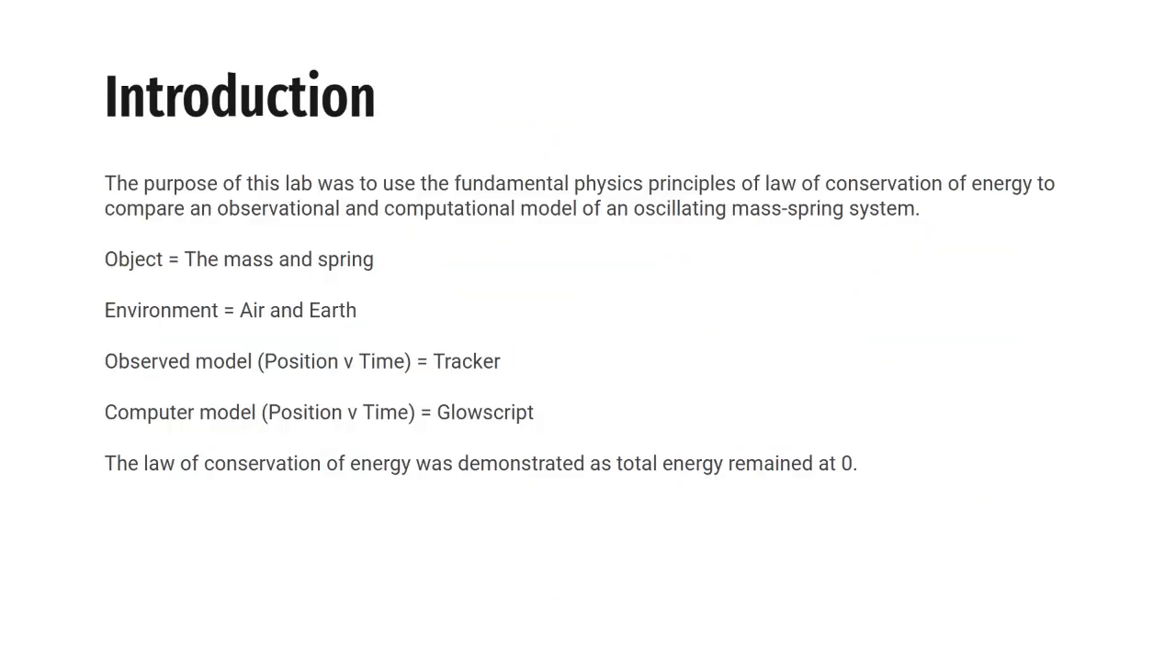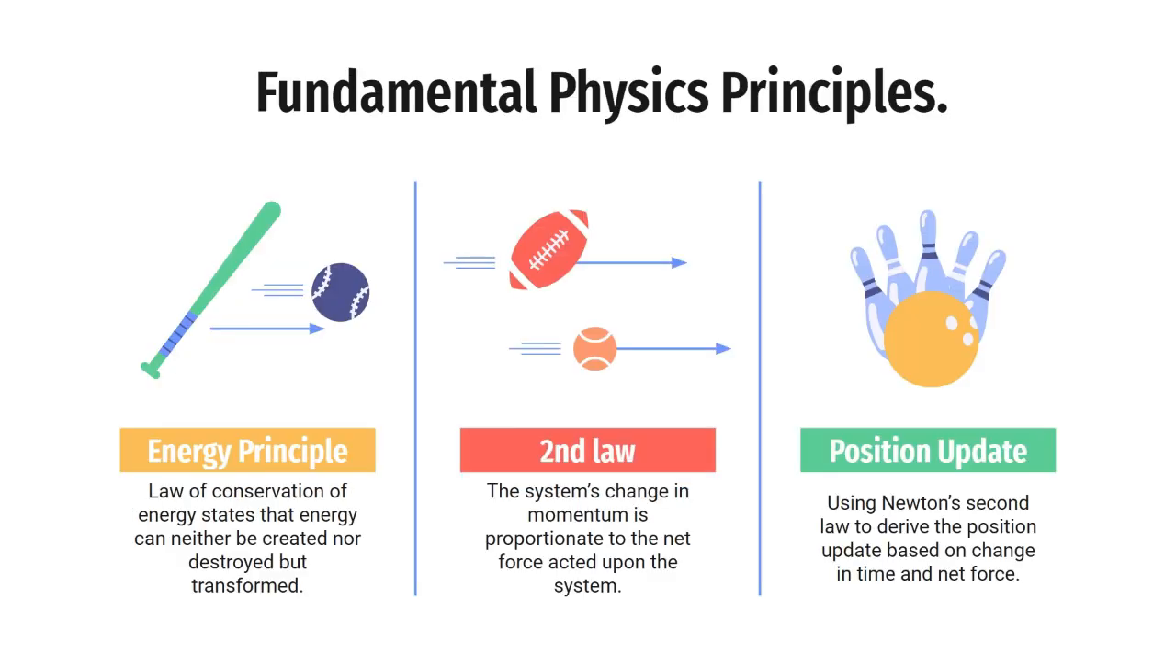The introduction: the purpose of this lab was to use the fundamental physics principle of conservation of energy to compare an observational and computational model of an oscillating mass-spring system. The object was the mass and the spring, its environment was the air and Earth. The observed model was made through Tracker, the computational model was made through GlowScript, and conservation of energy was demonstrated as total energy remained at zero, which was the result of the lab.